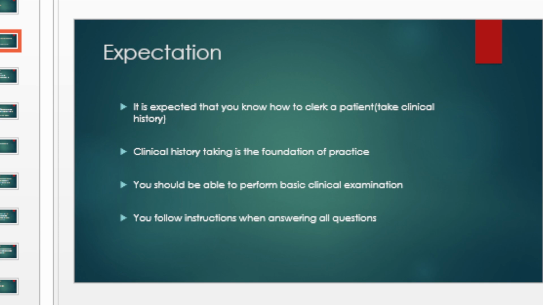Then you should be able to perform a basic clinical examination. So it's expected that you're able to do basic clinical examination, from general physical examination, central nervous system examination, chest examination, cardiovascular examination, abdominal examination. These are the minimum examinations that are expected for you to carry out. There are other examinations, but the minimum examinations that are expected for you to be able to do seamlessly are the major systems, right?